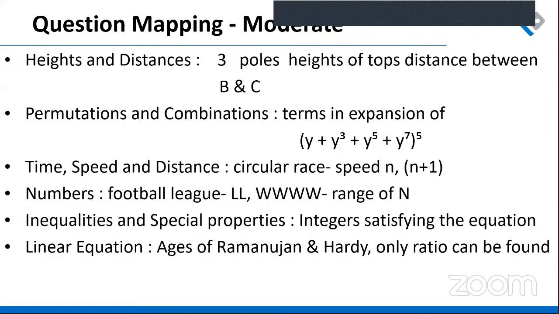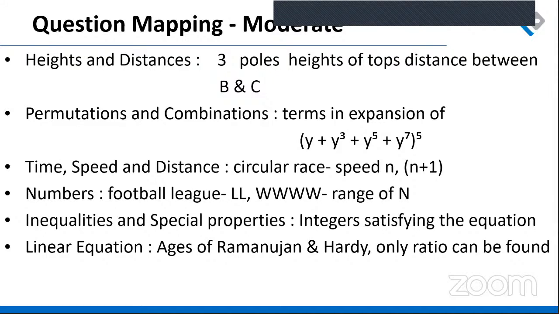Permutation combination. How many terms are there in the expansion of this expression? Y plus y cube plus y raised to 5, y raised to 7, whole raised to 5. A very standard type of a question. Quite easy as such. But maybe you've taken a little time thinking of doing any distribution theories. That's why I'm putting it as a moderate question.